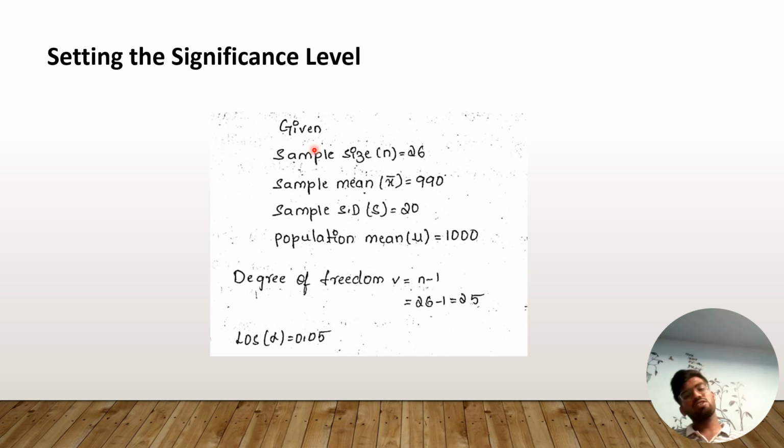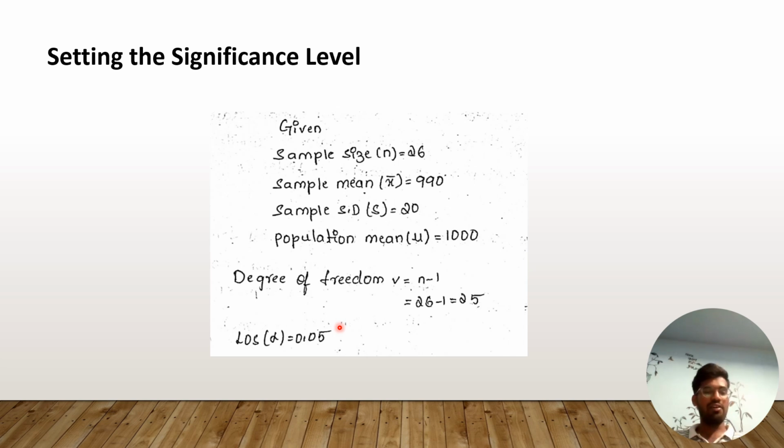In the given problem, the sample size n is 26, the mean is 990 hours, and the SD is 20 hours. The population mean is 1000 hours. From the given sample data, we understand the size is 26, the mean is 990, and the standard deviation is 20. The degree of freedom formula is n minus 1. The size is 26, subtracting 1, 26 minus 1 is 25.